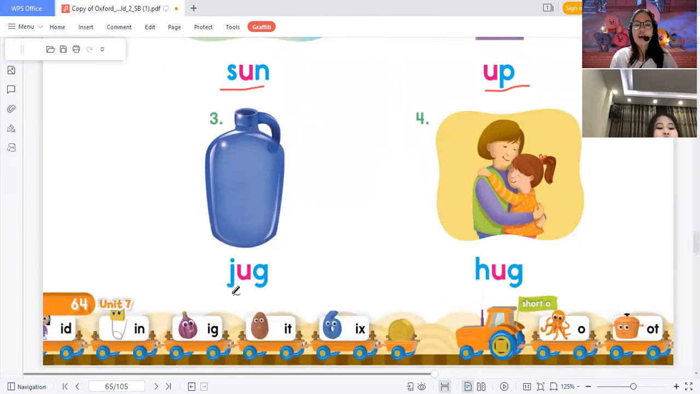Okay, next is jug. Jug. Yes, very good. Okay, do you have a jug? Yes or no? No? All right, you say, no, I don't. Okay, so a jug is sometimes or mostly, yes, the inside of it is water, okay? You will put water and then drink. Yes, that's the use of a jug. Okay, do you understand?